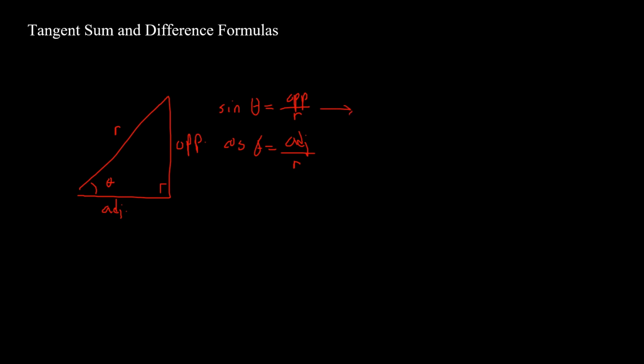And we can just rearrange these equations to get that op equals r sine theta. And we did this by just multiplying both sides by r. We also know that adjacent is going to be equal to r cosine theta.